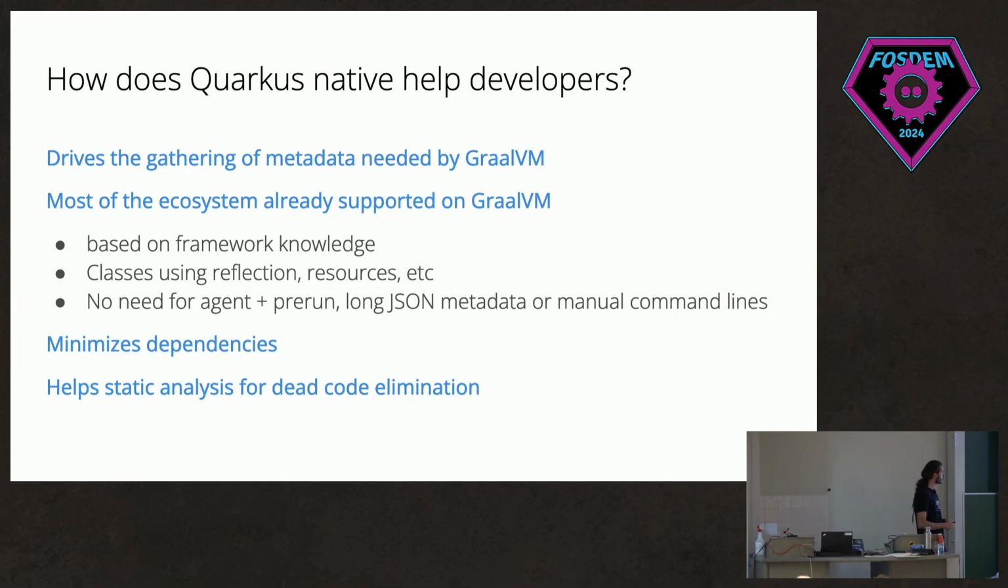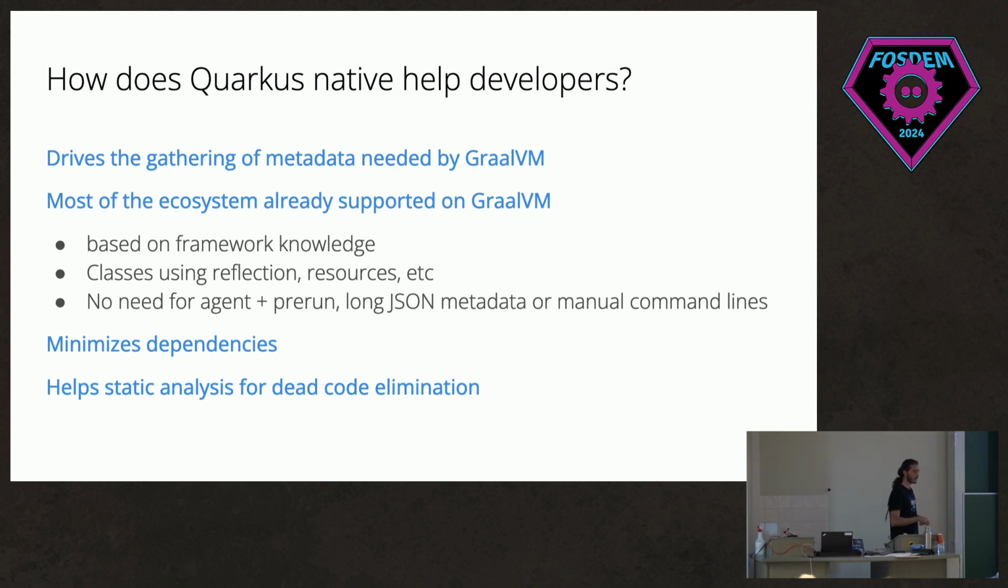First, Quarkus will drive all the gathering of the metadata that GraalVM needs. So what's reflectively accessed, how many JNI interfaces are used, what are the resources we want to include in our binary, and stuff like this. Another benefit is that most of the ecosystem, so anything that comes with Quarkus, is already supported for native image compilation. So if you want to use a library that's already supported by Quarkus, you don't have to do anything special. You just put it as a dependency to your application, and it should work with native as well.